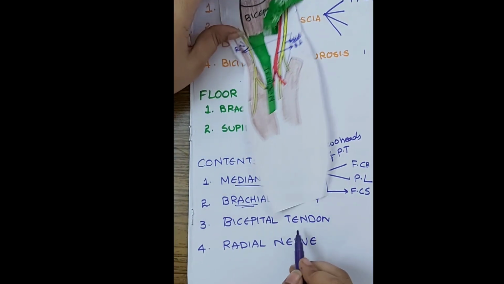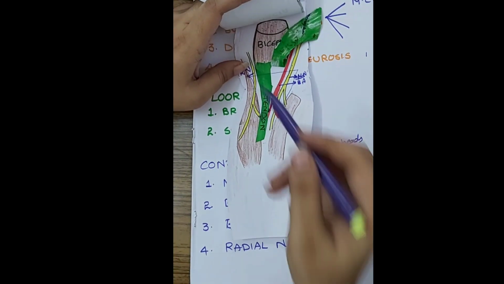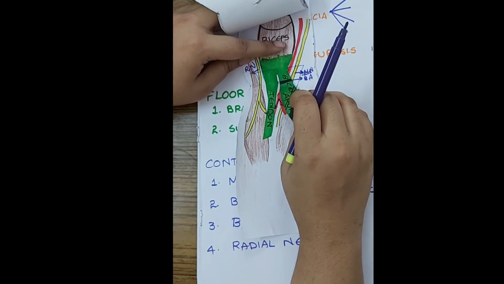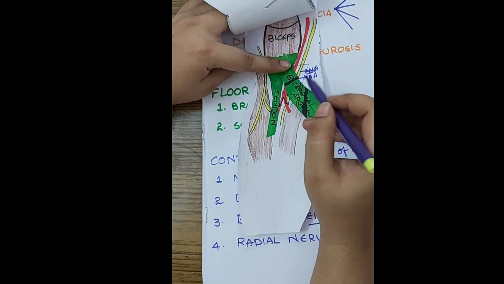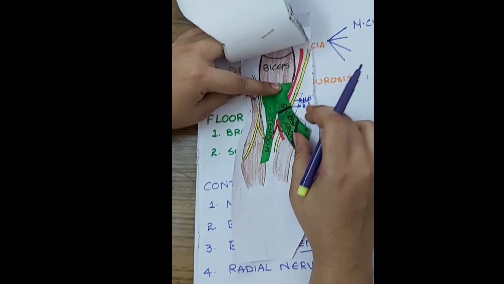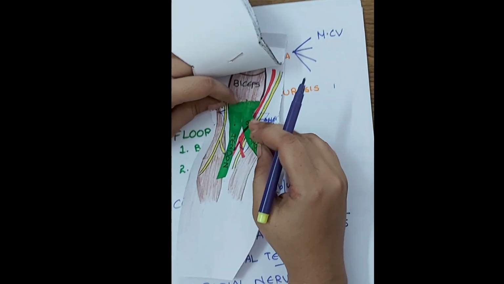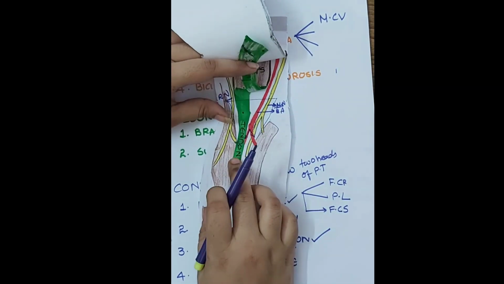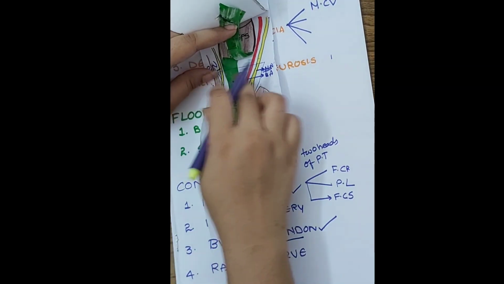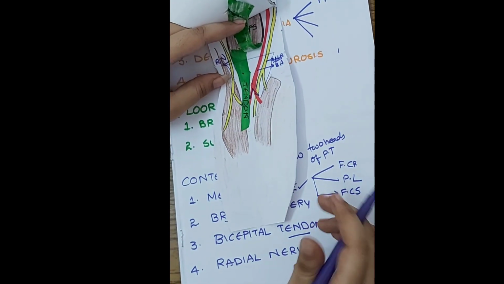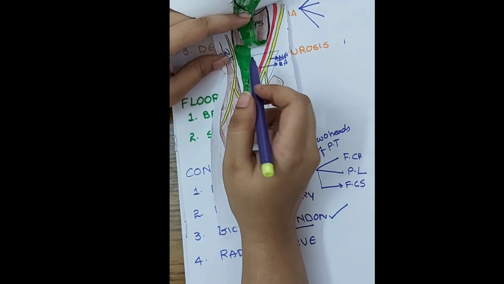Next, coming to the bicipital tendon. The biceps muscle terminates at two points, the bicipital tendon and the bicipital aponeurosis. The bicipital aponeurosis comes under the roof section, and the bicipital tendon acts as a content of the cubital fossa. The next one is the radial nerve.